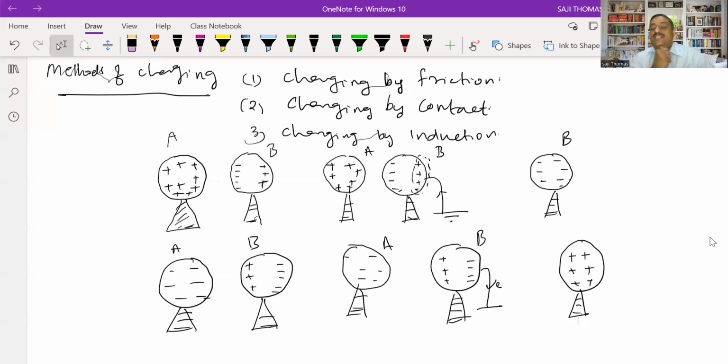Next property, charge is quantized. Total charge on an object is an integral multiple of a basic unit of charge. What is the basic unit of charge? Charge of an electron or charge of a proton. And we also learned three methods of charging: charging by friction, charging by induction, charging by conduction.